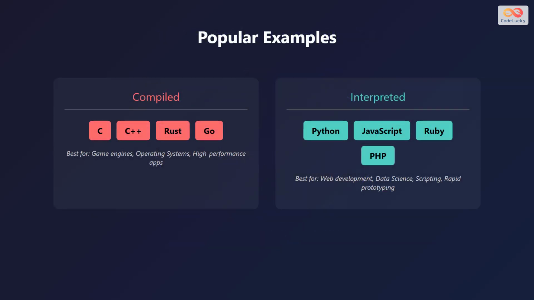Here are the heavy hitters in each category. In the compiled corner, we have C, C++, Rust, and Go. These are used for things like game engines and operating systems where performance is non-negotiable. In the interpreted corner, we have Python, JavaScript, Ruby, and PHP. These power the web and data science, where flexibility and ease of use are often more important than raw speed.